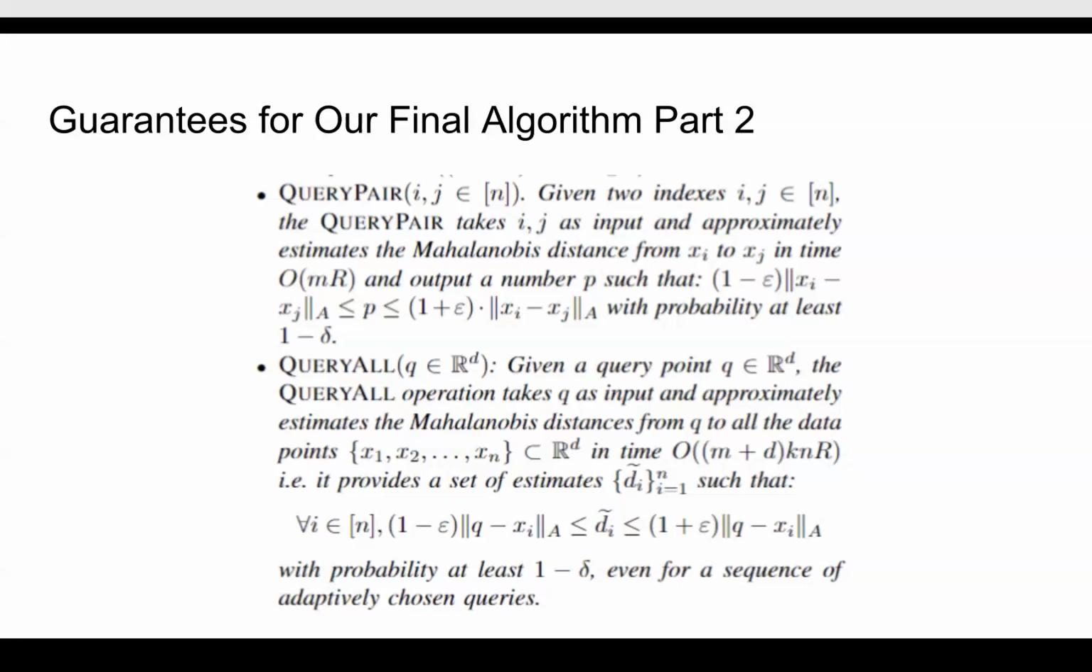And similarly, for the query all API, given a query point Q, the query all operation takes Q as input and approximately estimates the Mahalanobis distance from Q to all these points in time O((N plus D)KNR). It provides a set of estimates delta DI, where I is from 1 to N, such that for any I in the range 1 to N, the distance estimation has very high accuracy, with probability of at least 1 minus delta, even for a sequence of adaptively chosen queries.